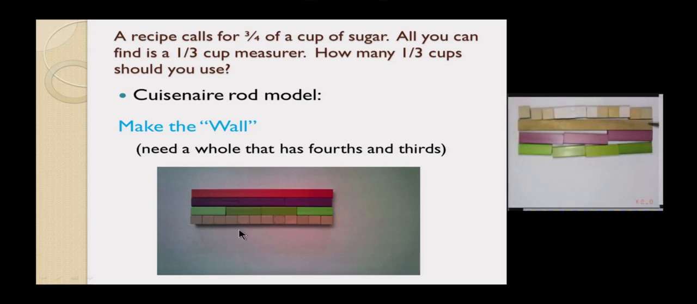That is the whole. And there's the 1/3s, there's the 4ths. Again, 4ths because it takes 4 of those to make up the whole. And you can see that 12 little rods going all the way across. So we made the wall. It's got 1/3s and 4ths in it.